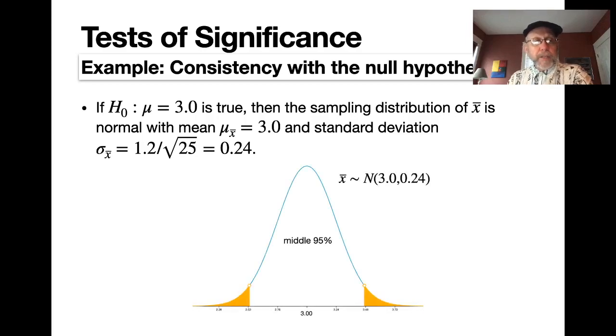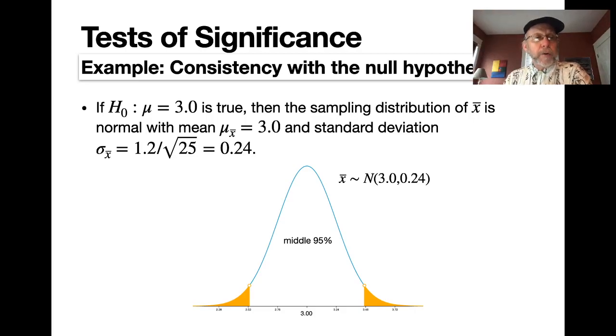So there's a picture of the sampling distribution, and we're highlighting those tails because they represent the extreme observations, the atypical observations, when you're working with a confidence level of 95%. Those tails indicate the observations that are outside the middle 95%.